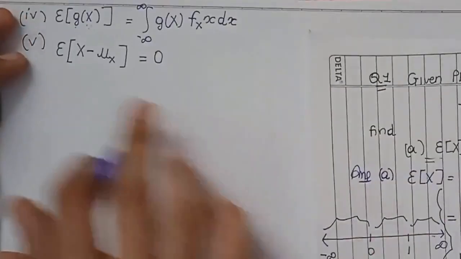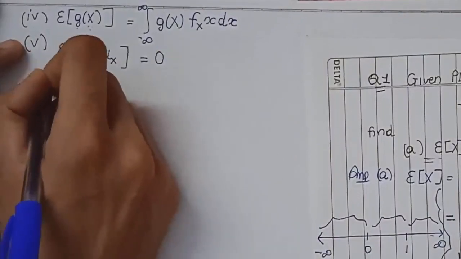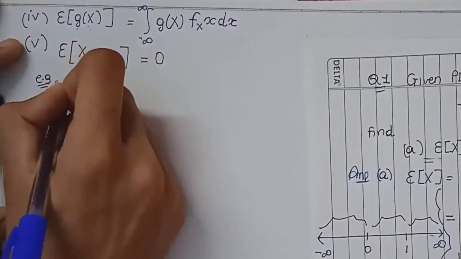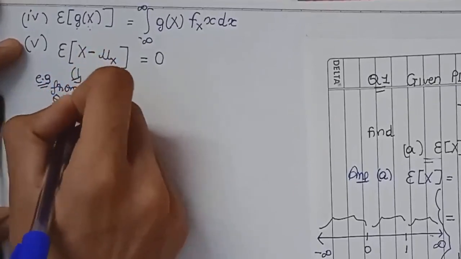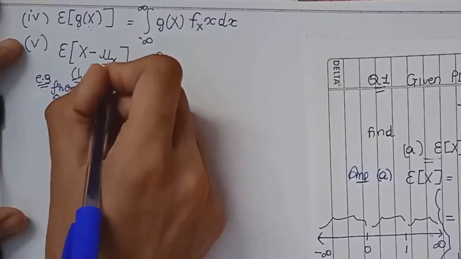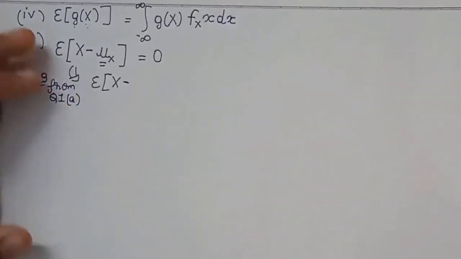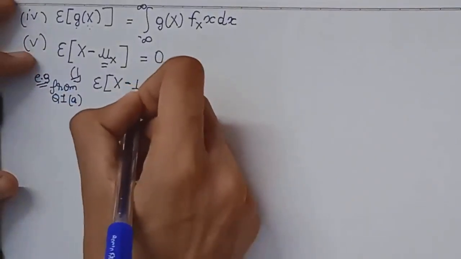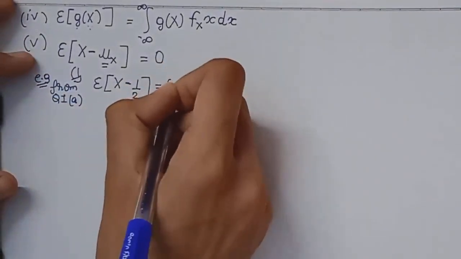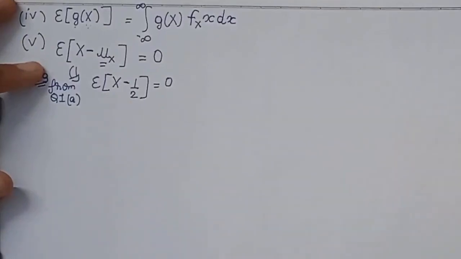So if you use this property and find the expectation of x minus its expectation, taking this example from question 1a, which we have seen comes out to be half, then expectation of x minus half will be equal to 0. This can be simply understood using the property that we have seen earlier.